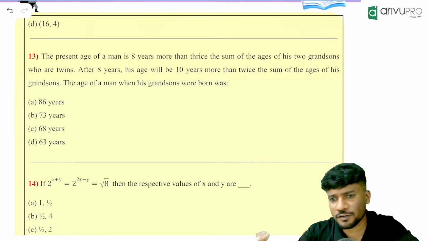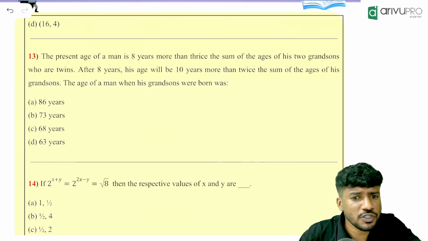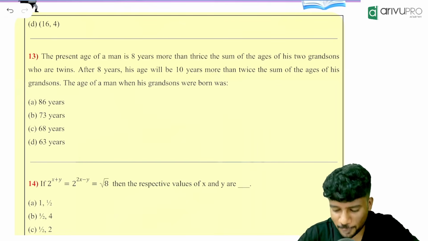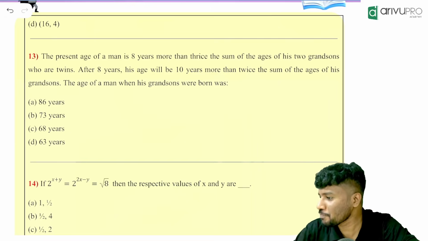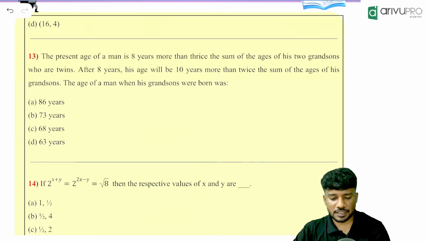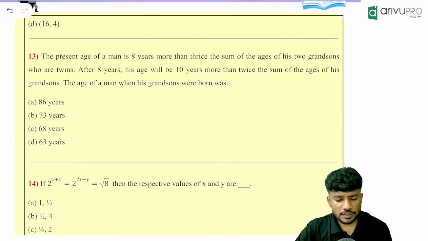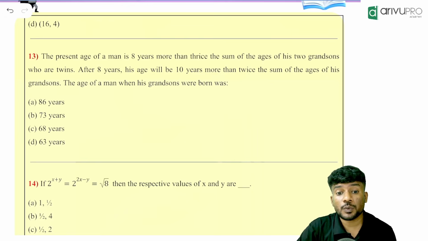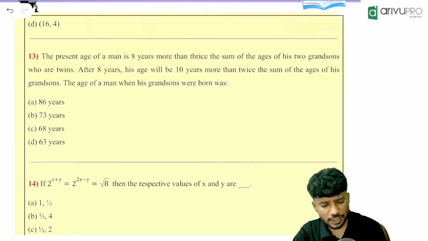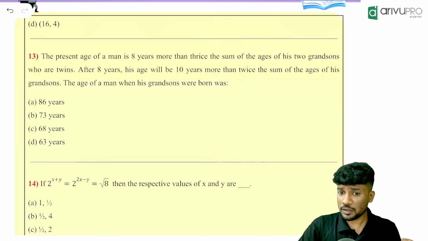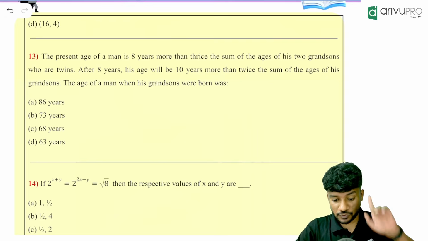So you can expect any 10th standard, 7th standard or 6th standard question, because this is a 7th or 8th standard question. Have a look at this question. Everyone try to solve it. Yes. The present age of a man is 8 years more than thrice the sum of the ages of the 2 grandsons who are twins. So 2 twins are there, correct? Two grandsons who are twins. That means if I am having a twin, my age will be the same as the twin's, right? Will it be different? No, it will be the same itself. Keep it in your mind.